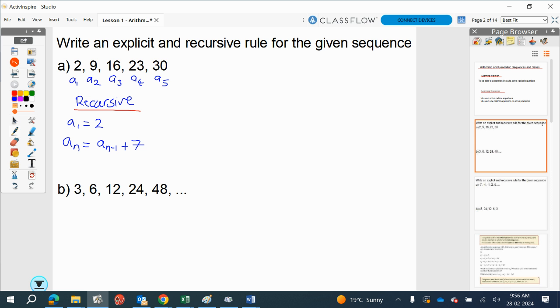An minus 1 is the previous term in the sequence. An plus 1 is the next term in the sequence. So each term in the sequence is given by the one before it plus 7. In effect, you're going through like this, plus 7, plus 7. And this is how we can define this rule. We need one more thing for this.